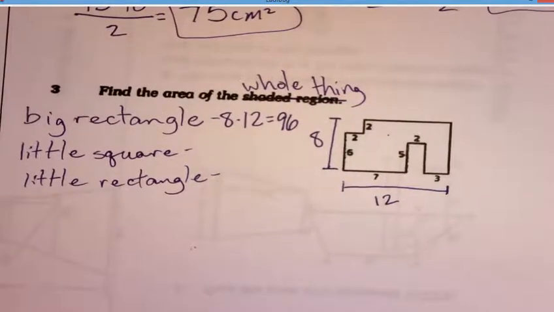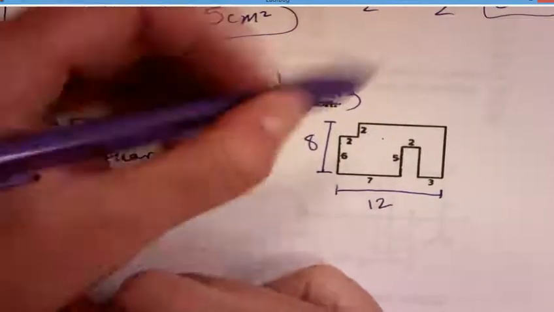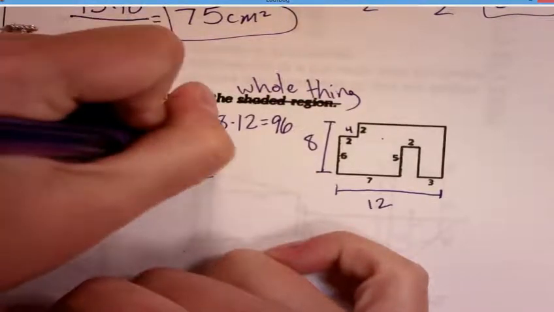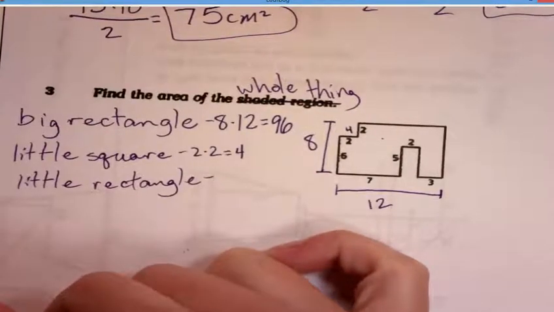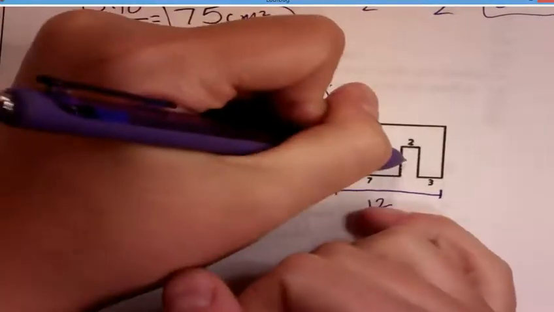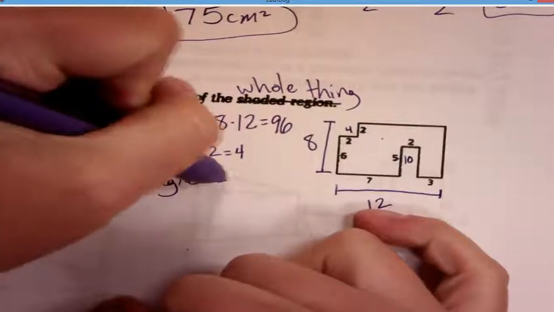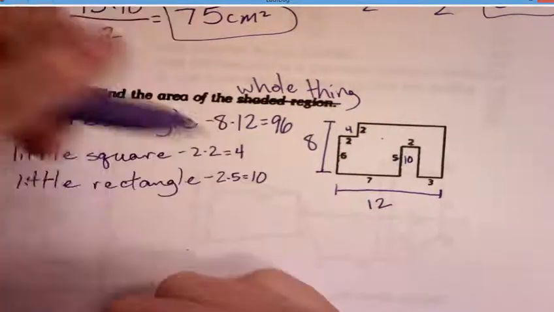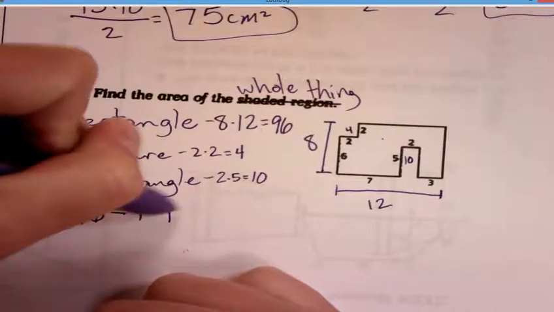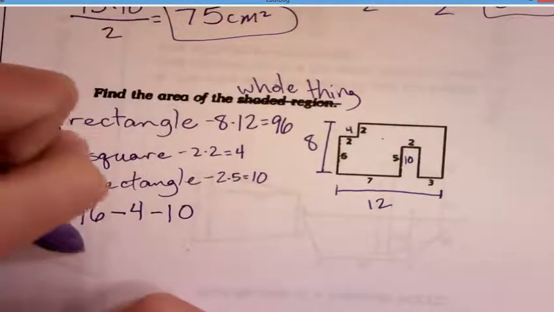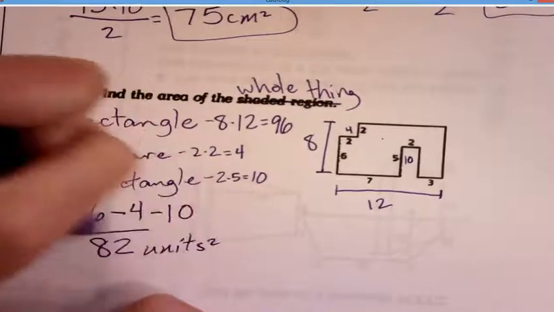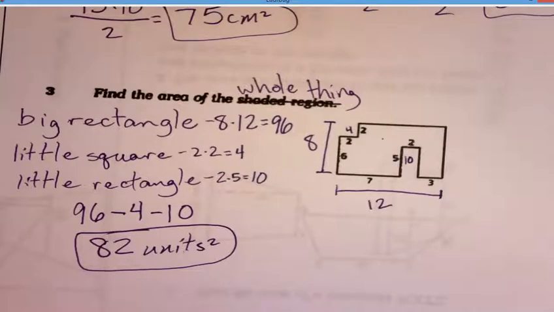Okay, now we need the little square. It's 2 by 2. So 2 times 2 is 4. That's our little square. And then we need our little rectangle. It's 5 by 2. 2 times 5 is 10. So we want to take our big rectangle, subtract our little square, and also subtract our little rectangle. 82. Yay! Y'all are so good. Now we're halfway through.